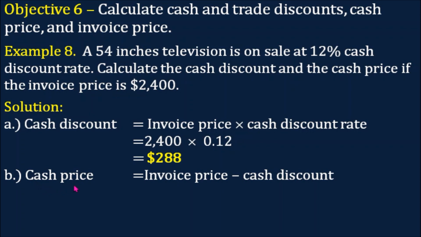Now for the cash price, it's the invoice price minus the cash discount. So the invoice price is 2,400 and the cash discount is 288. So the difference is $2,112.